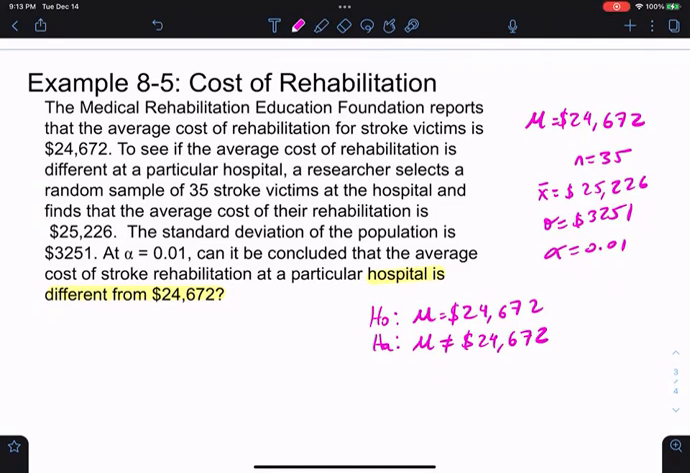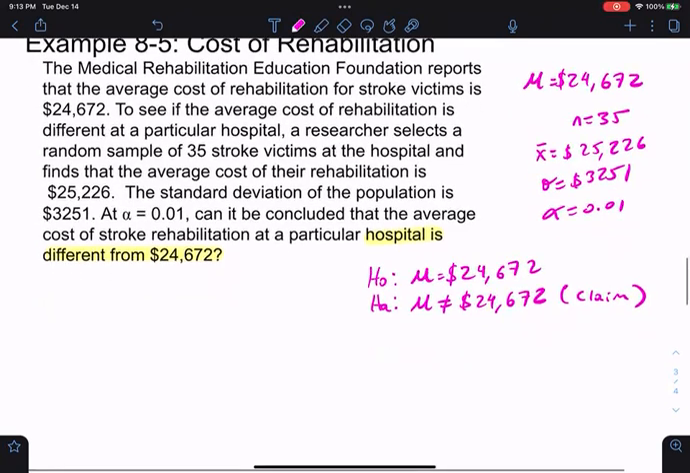So you read one more time. The Medical Rehab Education Foundation reports that the average cost of the rehab for stroke victims is 24,672. To see if the average cost is different at a particular hospital, a researcher selects a random sample of 35 stroke victims at the hospital and finds that the average cost of the rehab is 25,226. The standard deviation of the population is this. Can we conclude that the average cost of stroke rehab at a particular hospital is different, right? So again, this is the claim. So that's what you should do.